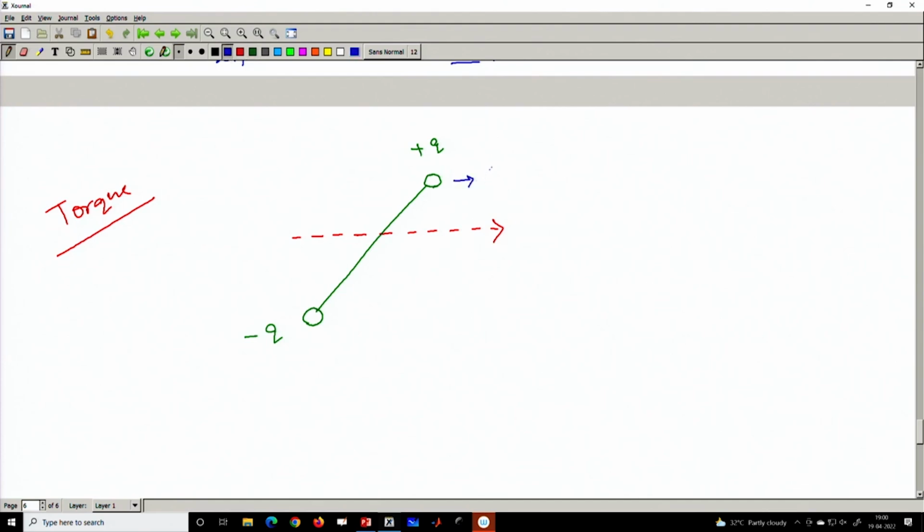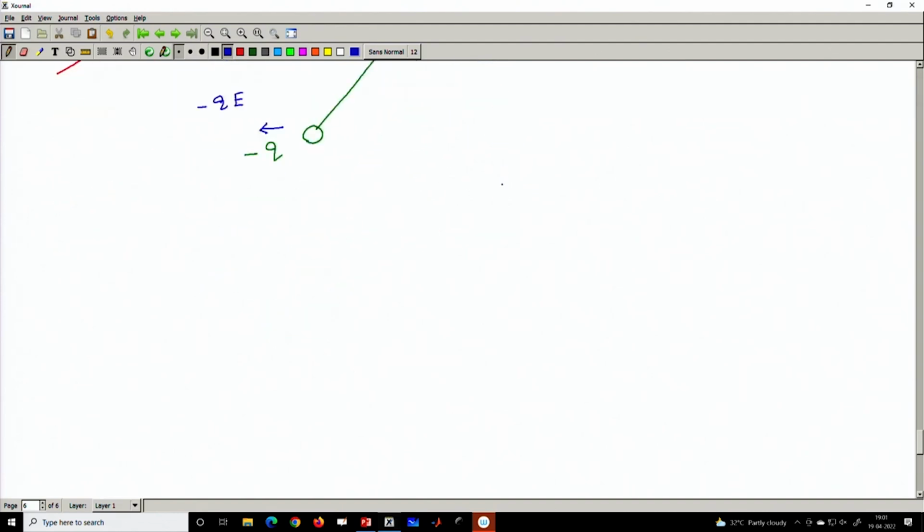When we have a constant electric field, the force that it will experience is simply q multiplied by E, in this direction, but because of the minus sign here the other charge will experience a force in the opposite direction, which is minus q E. These are equal but opposite. So, obviously it should experience a torque. If it is at an angle theta, then it should experience a torque, and we can calculate the torque tau.